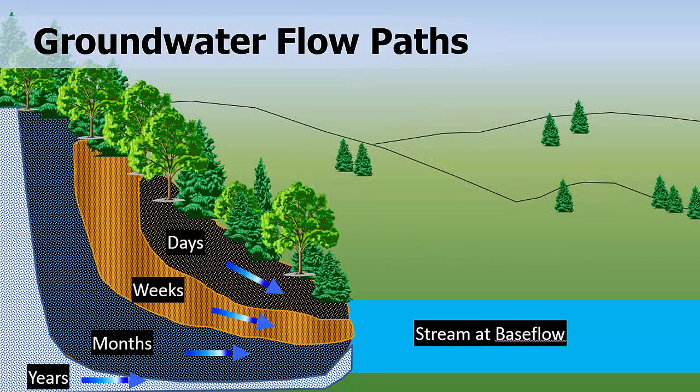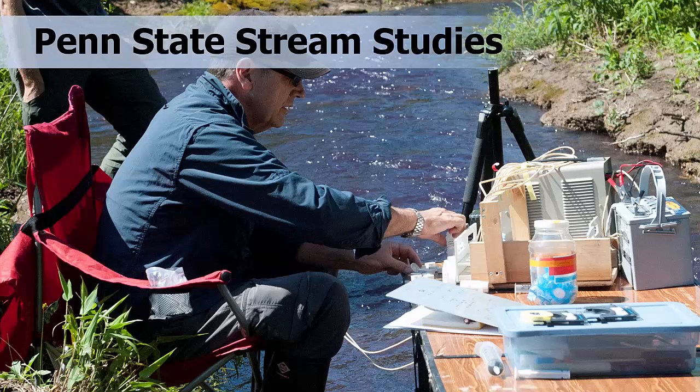Groundwater entering the stream during base flow conditions has often traveled a considerable distance and time underground before reaching the stream. Some of the water may have only traveled for days, but other flow paths can take months or even years. Hydrologists can use various methods to age water in the stream to determine approximately how long ago it fell as rain or snow. Penn State studies of several small forested watersheds have found that the water flowing during base flow in these small streams was, on average, from rain or snow that fell 1 to 5 years ago.